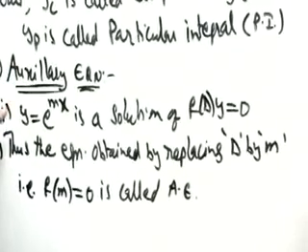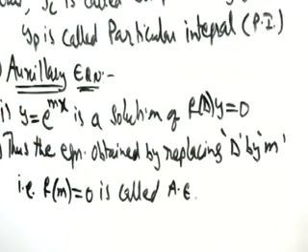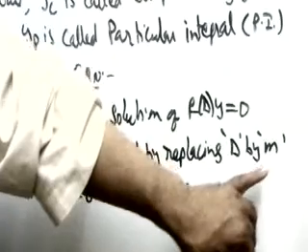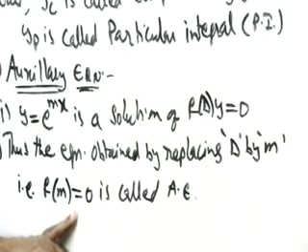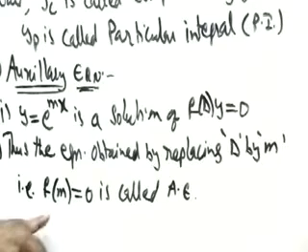Okay. So the one more thing is the auxiliary equation. y = e^(mx) is a solution of f(D) y = 0. The equation obtained by replacing D by m is called the auxiliary equation. That is f(m) = 0. When we change D to m in the equation, then the equation f(m) = 0 is called the auxiliary equation.